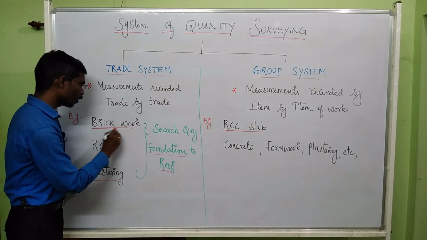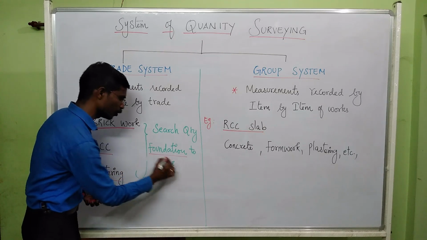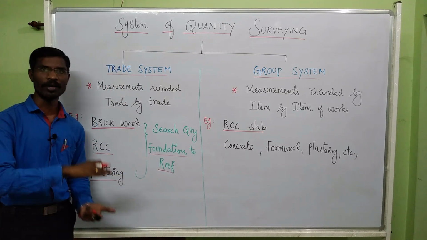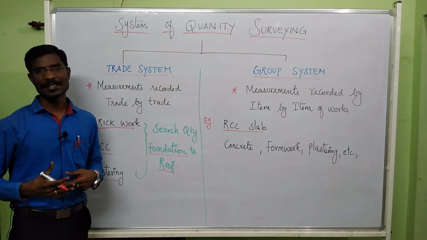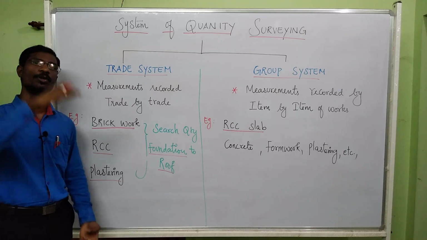For example, brickwork means you need to calculate the brickwork quantity from the foundation to roof. So you want to search the quantity of brickwork from the foundation to roof. There are chances to miss the quantities because we are searching the quantities from the foundation to roof.